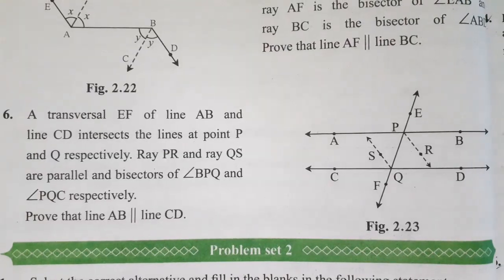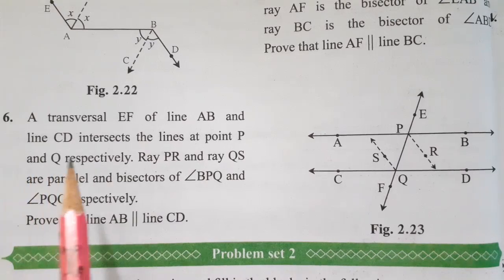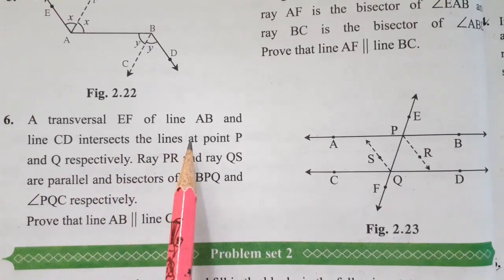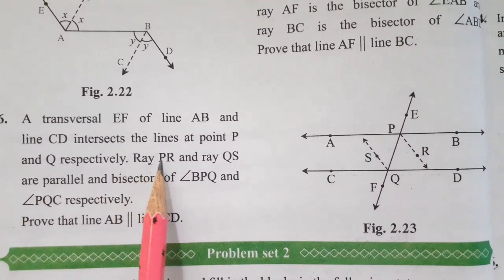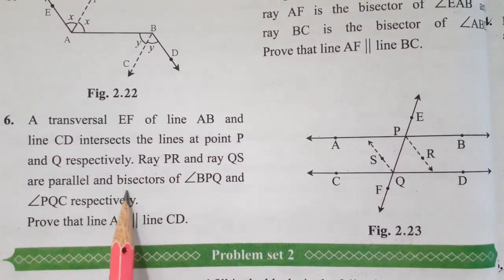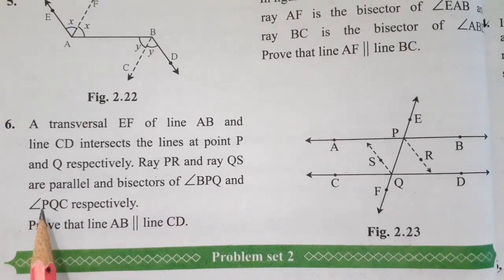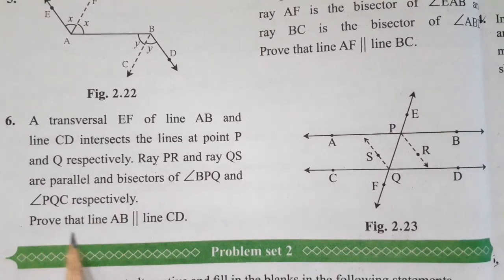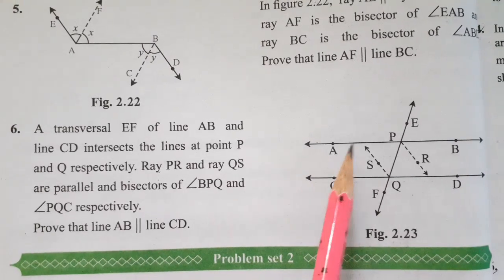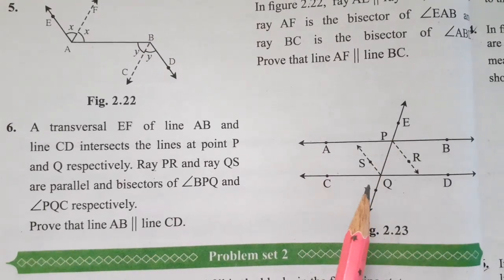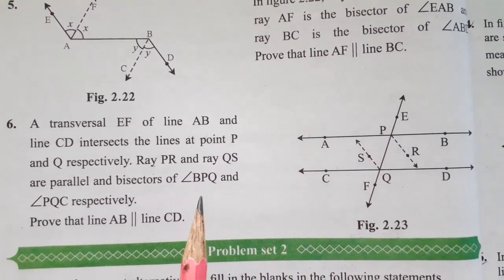Example number 6. A transversal EF of line AB and line CD intersects the lines at P and Q respectively. Ray PR and ray QS are parallel and bisectors of angle BPQ and angle PQC respectively. Prove that line AB is parallel to line CD. Here EF is a transversal of line AB and line CD.